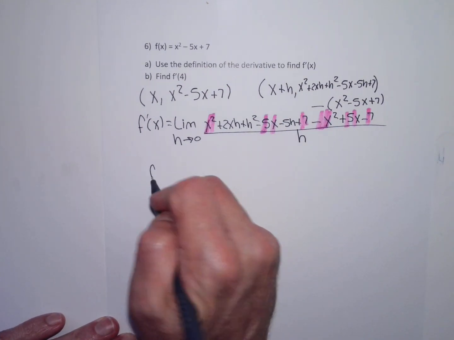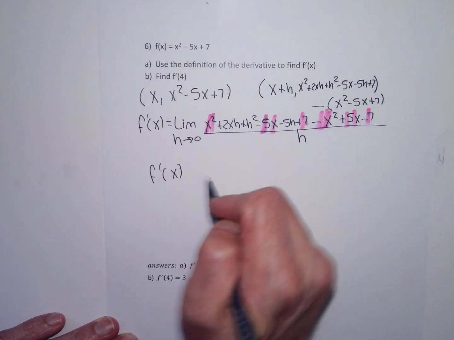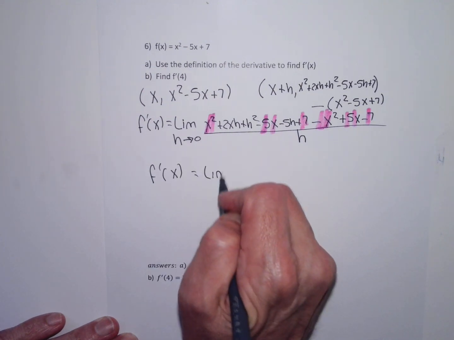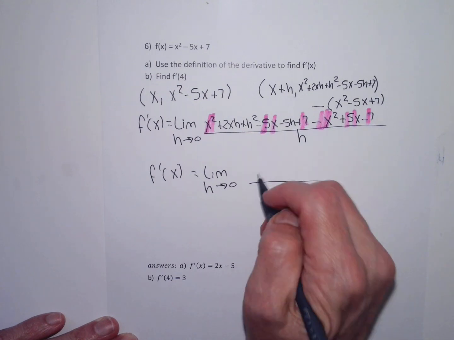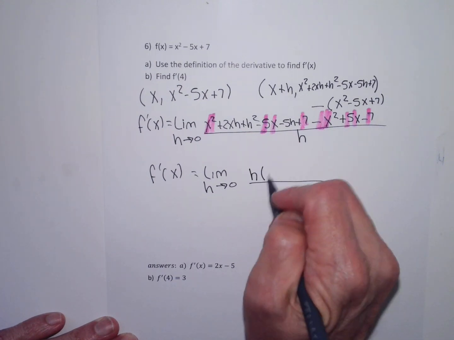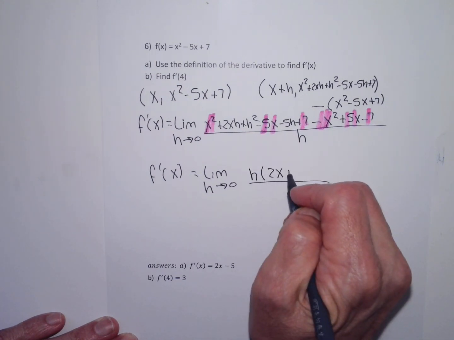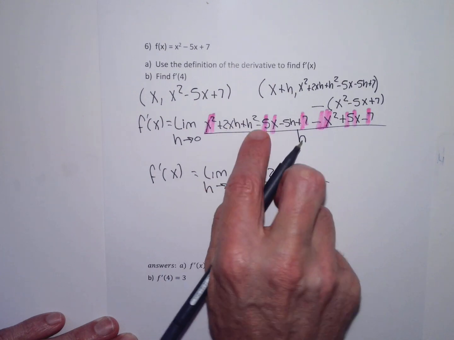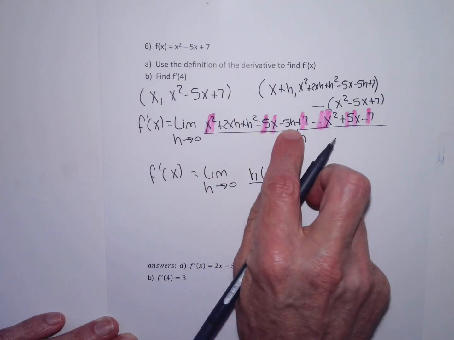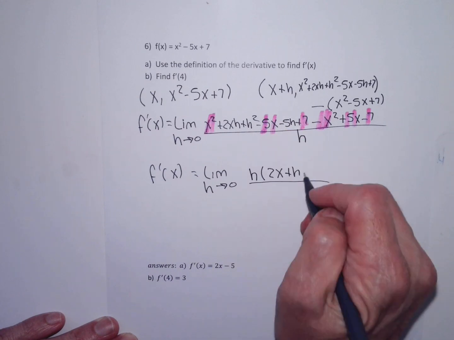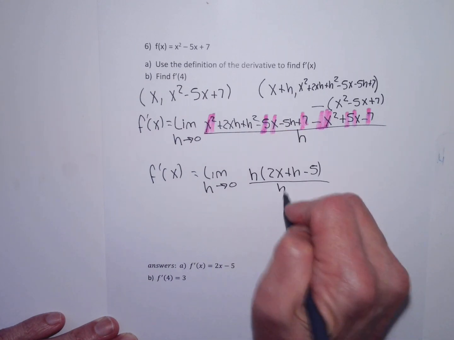As I'm writing this down, I'm going to pull out my common factor of h and get the limit as h approaches 0 of h times 2x for that, and then plus h when I factor out an h from the h squared, and then minus 5 when I factor out an h from the minus 5h, all over h.